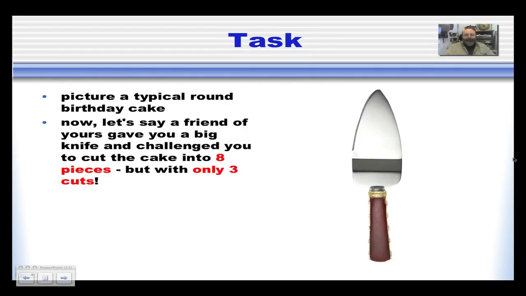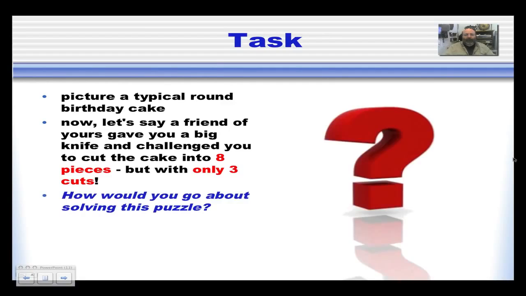All right, now, let's say a friend of yours gives you a big knife and challenges you to cut the cake into 8 pieces, but you only get to do it with 3 cuts. Okay? So you've got to cut that round cake into 8 pieces, but only in 3 cuts. What I want you to think about is how would you go about solving that puzzle?